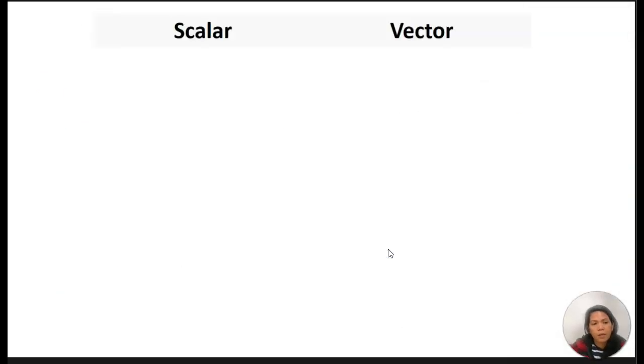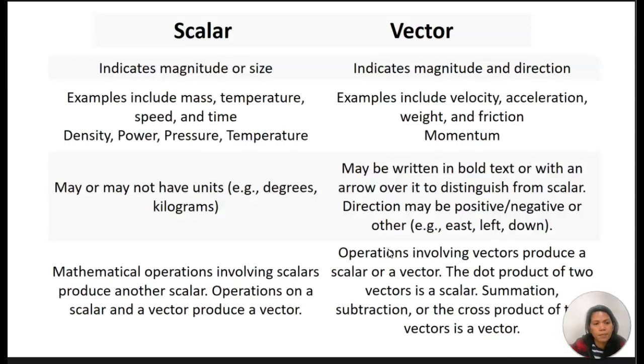Now we're going to talk about scalar and vector quantities. Scalar quantities are quantities that have only magnitude, or size. That includes mass, temperature, speed, which is what we will be talking about more in this unit, time, density, power, and pressure. Some of these scalar quantities may or may not have units.